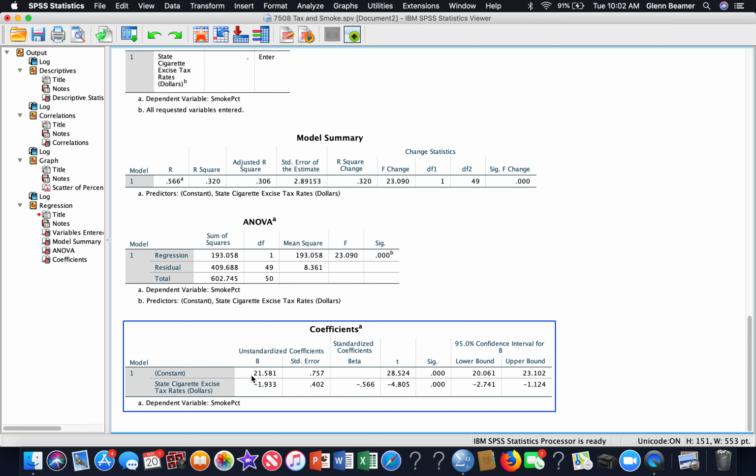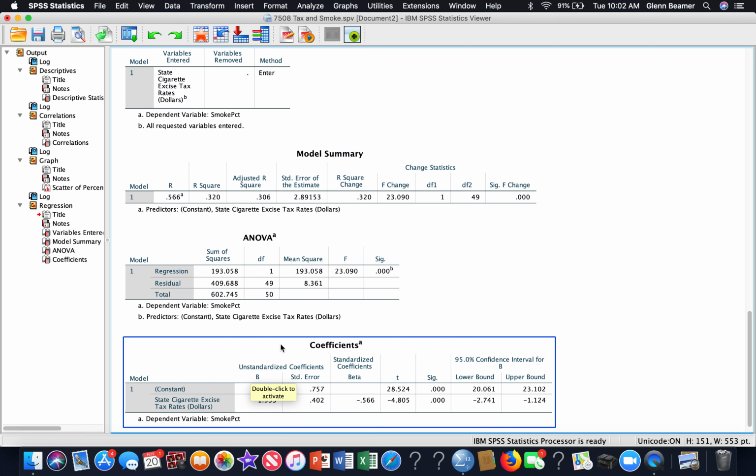And I see that the intercept, so that if there were no tobacco tax at all, we would predict that 21.58% of state adults would be smokers. For every dollar in cigarette taxes, the rate of smoking goes down by 1.93%, so almost 2%. So if a state had a $1 per pack tax, I would say it's 21.58 minus 1.93. If it had a $2 per pack tax, I would say it was 21.58 minus 3.86, which is 2 times the 1.93.